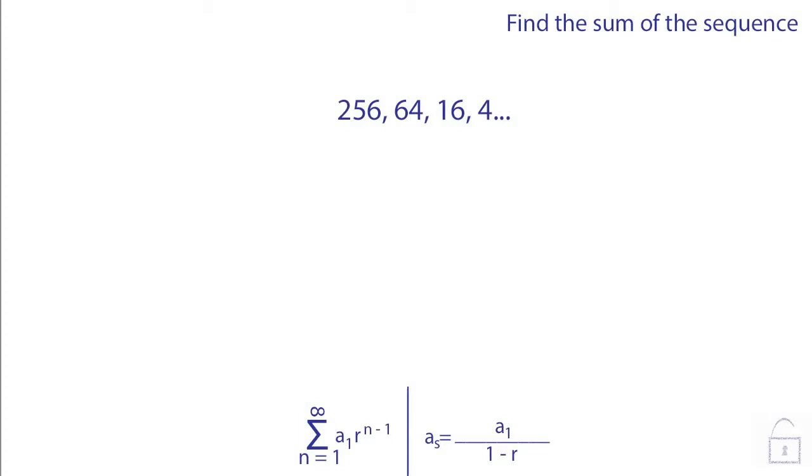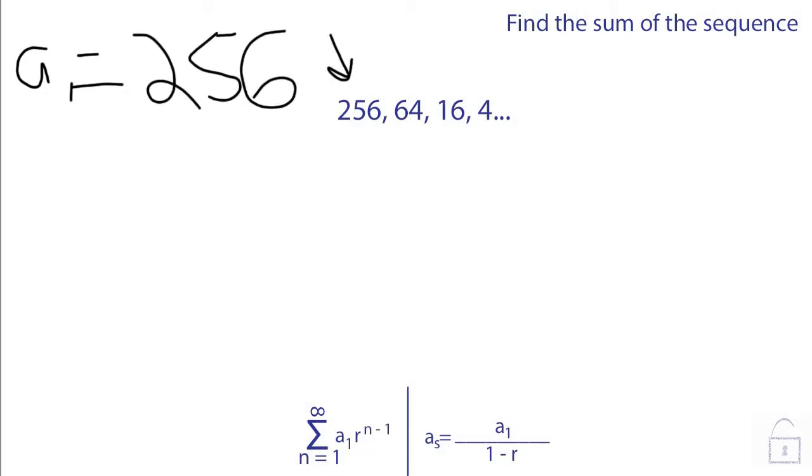So the first thing we want to do is find out what the first number in this sequence is. So our first number, or A1, is equal to, right here, 256. Alright, so the next thing we need to find is the common ratio. To get from 256 to 64 and 64 to 16, you have to divide by 4, and 16 divided by 4 is equal to 4.